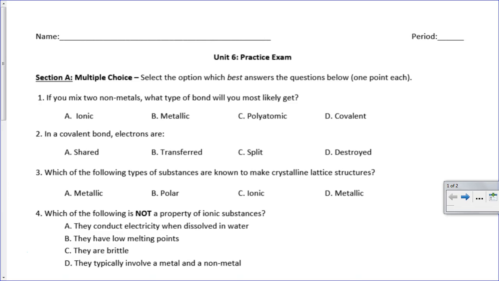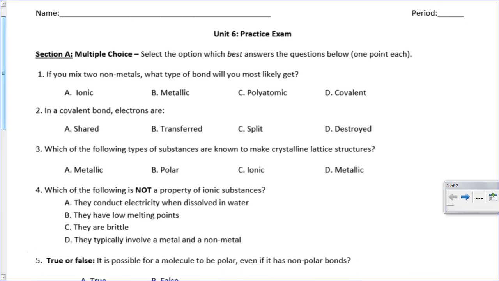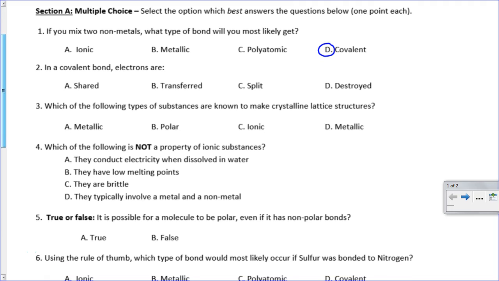Okay, so this first one, it says, if you mix two nonmetals, what type of bond will you most likely get? Two nonmetals makes a covalent bond. If you have a metal and a nonmetal, that is an ionic bond. Two metals make a metallic bond, but that is not something that we talked about, so you're not responsible for that. In a covalent bond, electrons are shared. In an ionic bond, they are transferred. Split and destroyed are just decoy answers.